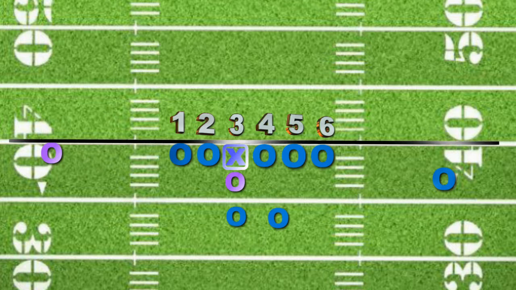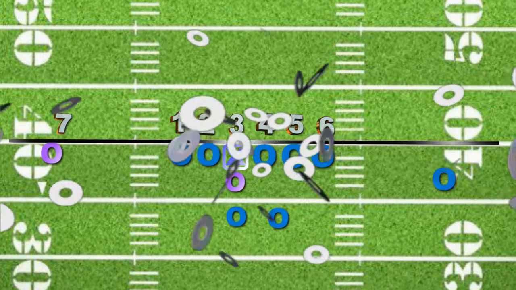Now our 7th player who has to be on the line, you're thinking, well, we don't have any more linemen. That's because he's not a lineman. He's this receiver over here on the outside. He is on the line of scrimmage and therefore counts.